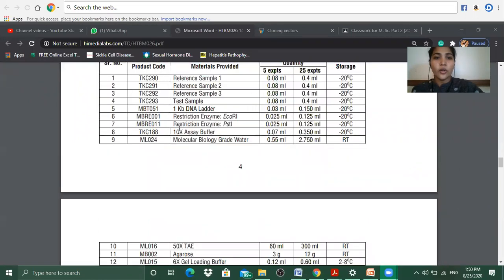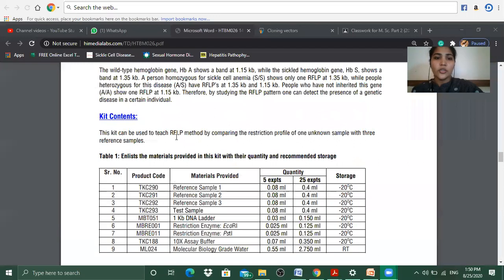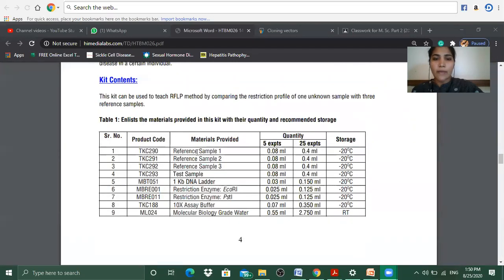So moving on, what all do we have in this kit? We have some reference samples of DNA. We will be given one test sample, and three reference samples. Okay? And we will be provided with the restriction enzymes. So what will you have to do? You'll have to treat these four samples of DNA. When I'm saying four, what is it? Reference sample 1, reference sample 2, reference sample 3, and your test sample of DNA. You'll be treating these four samples of DNA with the restriction enzymes.